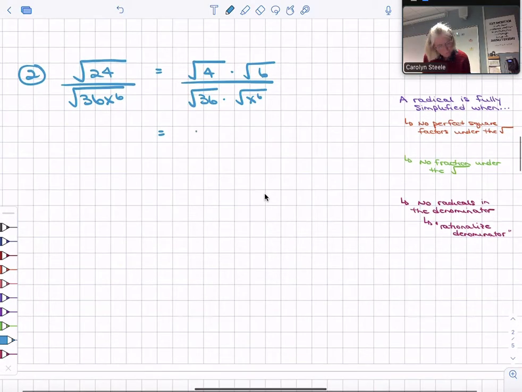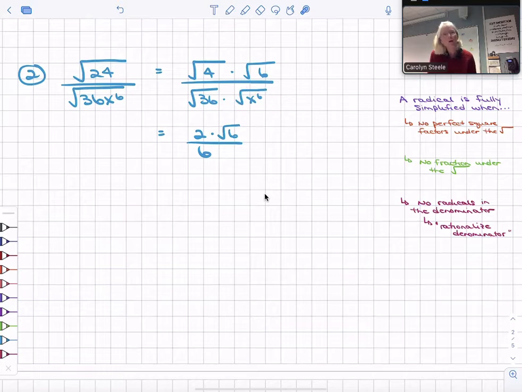The square root of 4 is 2, so 2 times the square root of 6. And then the square root of 36 is 6. Let's talk now about how you take the square root of a variable raised to a power. When I look at x to the 6th, is there a way to write x to the 6th using the exact same power? And there is.